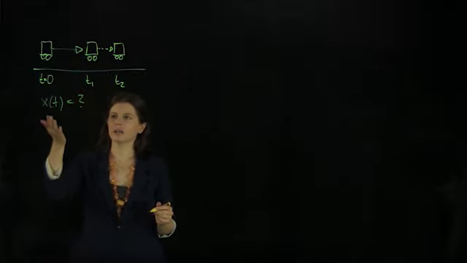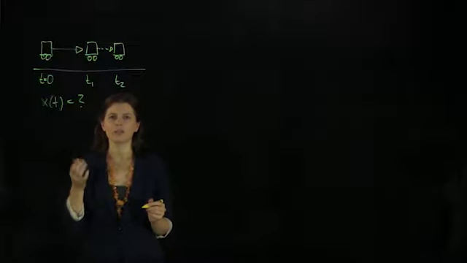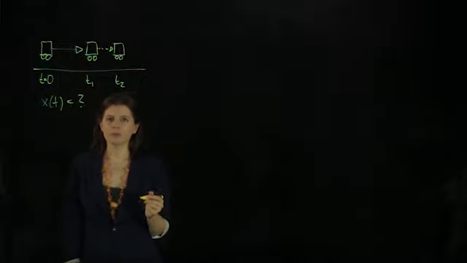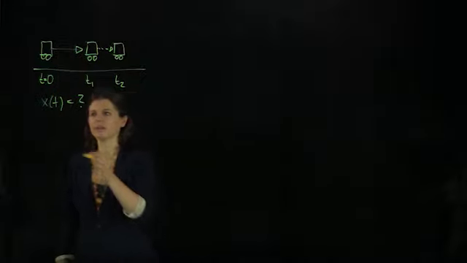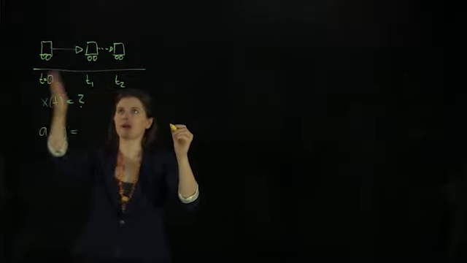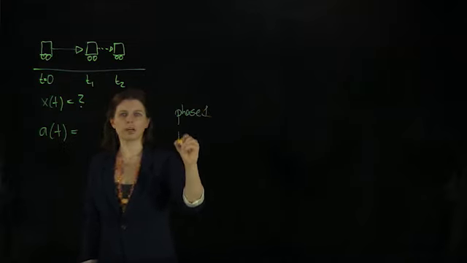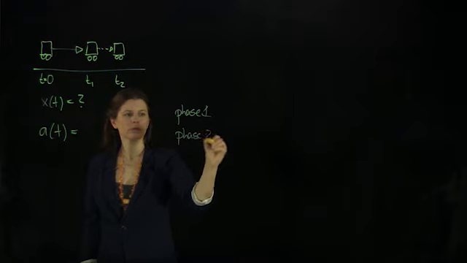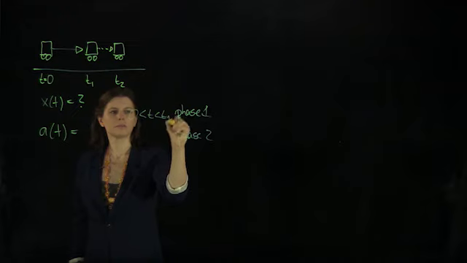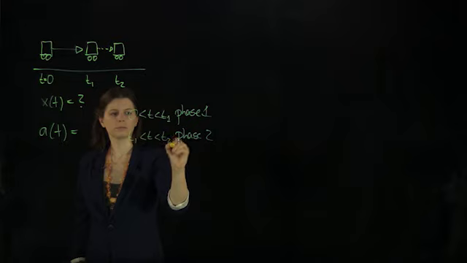But we can't actually just write this up. We need to first look at other information that we have about this kind of setup. And what we have is information on the acceleration. And we have to consider these two phases separately. So we have here phase 1 and phase 2. Phase 1 is from 0 to t1, and phase 2 is from t1 to t2.